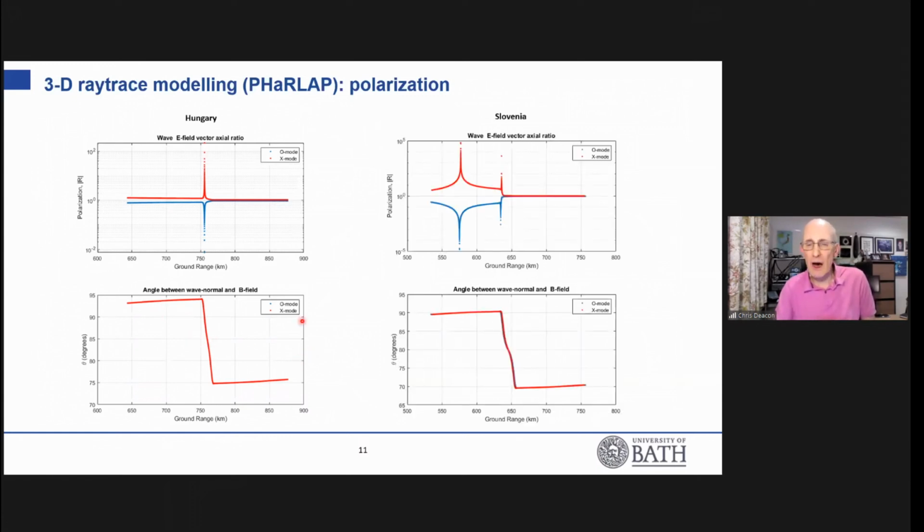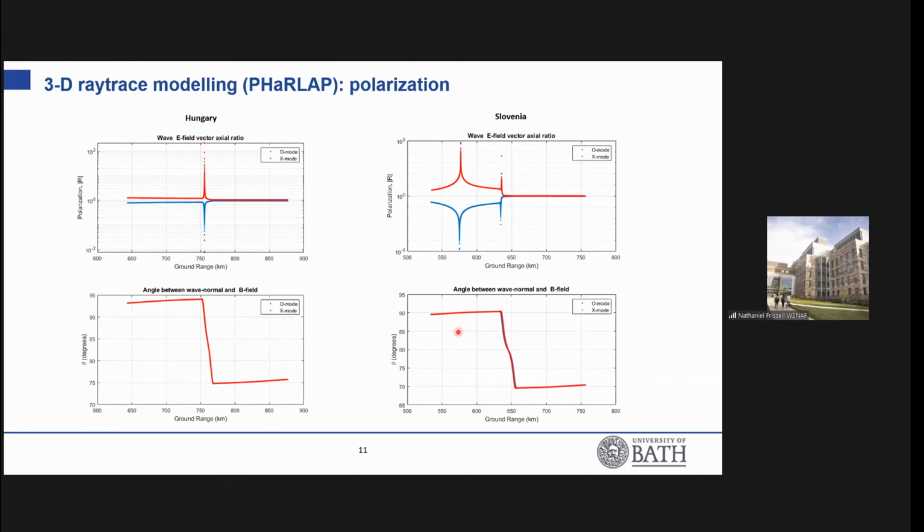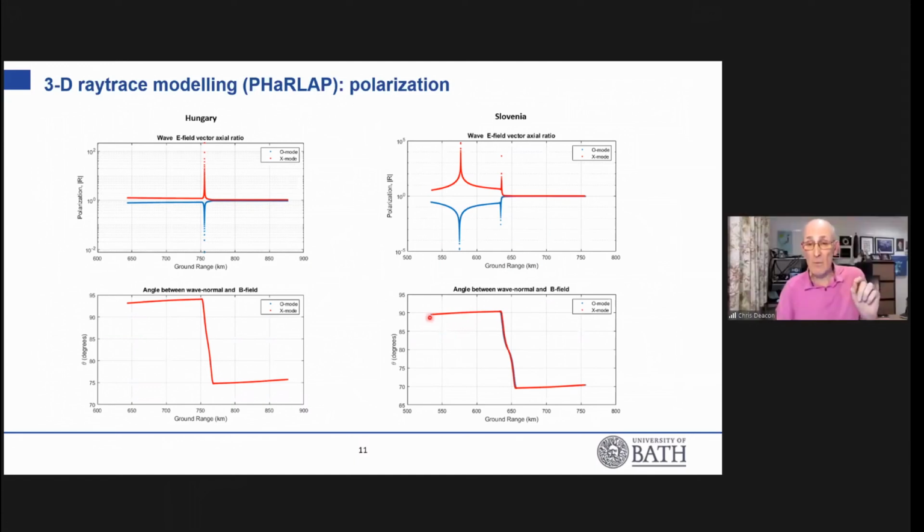Now, for the Slovenian path, something strange happens. And initially, I thought this was a mistake. I thought my model had blown up. But actually, what's happening here, and this is purely fortuitous, I can't claim any credit for this, it just so happens that this path skirts right along the 90 degrees. It's perpendicular to the Earth's magnetic field for a long time. Now, that's going to change the characteristic waves on the way up in the normal ionosphere, not the sporadic E layer. There's the sporadic E layer here.